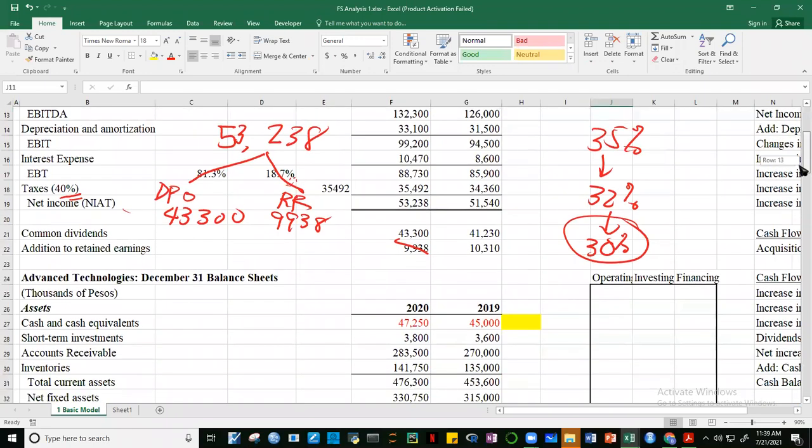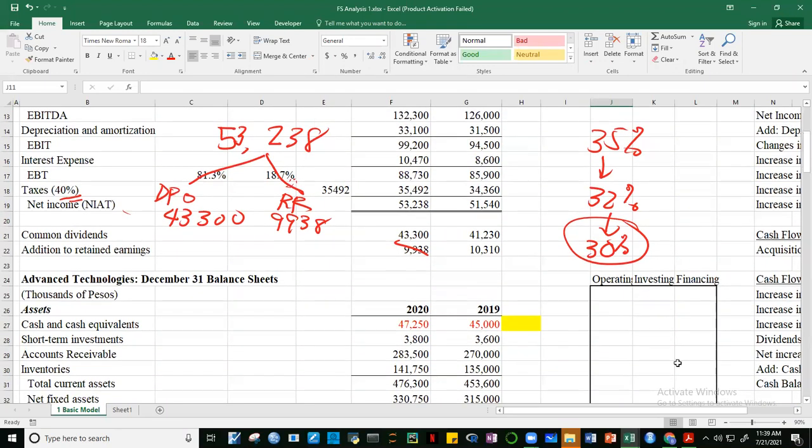All right, clear so far guys? Paki-chat nga kung any questions dito sa income statement natin. Paki-signify na lang kung clear so far, kung okay na for me to proceed now to the balance sheet.